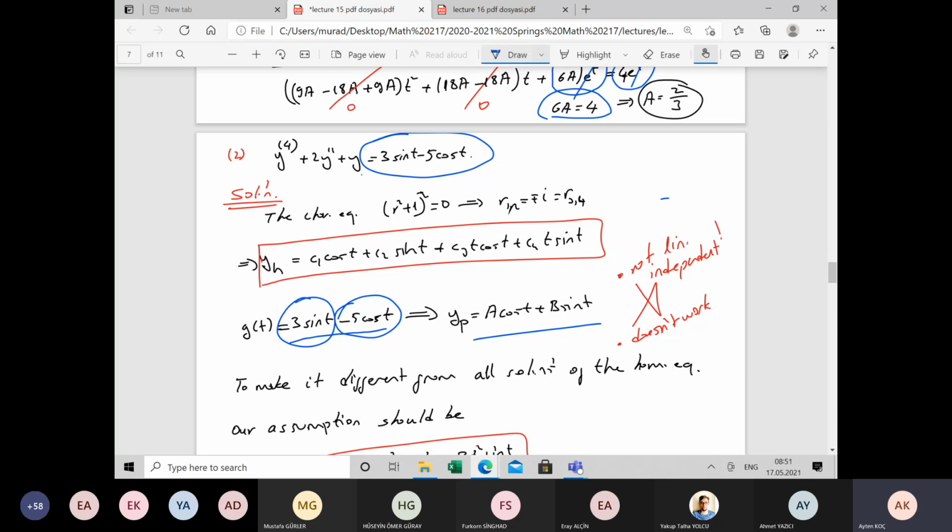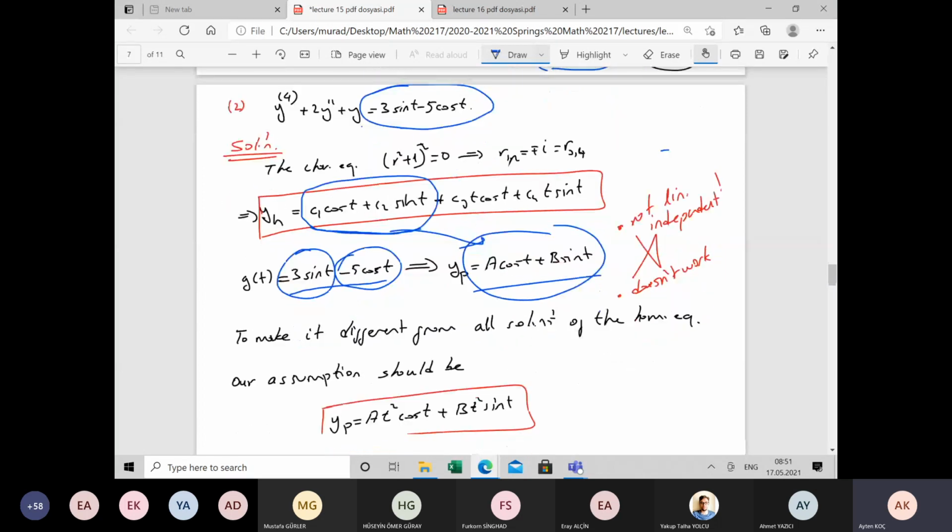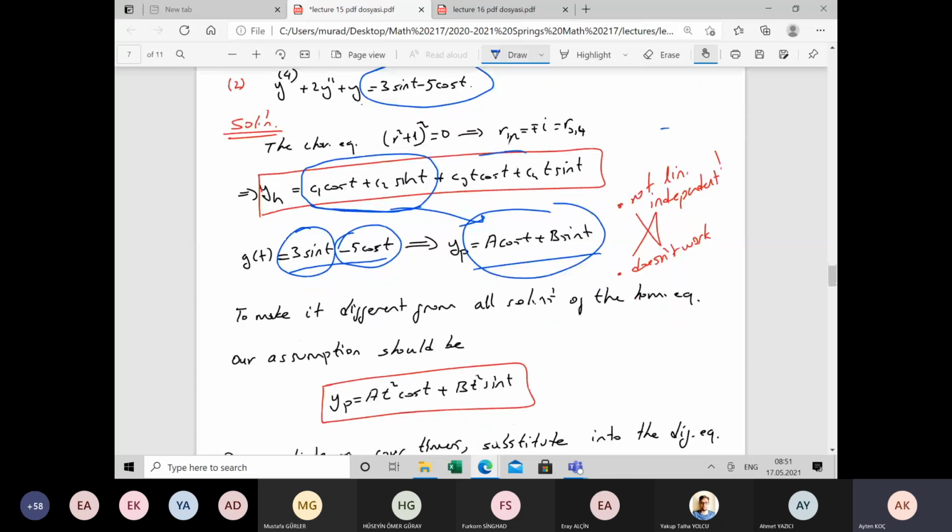But look at the general solution of the homogeneous part. This form is not correct. This one doesn't work. What's the reason? The general solution of the homogeneous part contains this, and this one is not linearly independent. So we multiply by t, but when we multiply by t, we obtain this form, and the general solution contains this form. So this one is not true. This form is not correct.